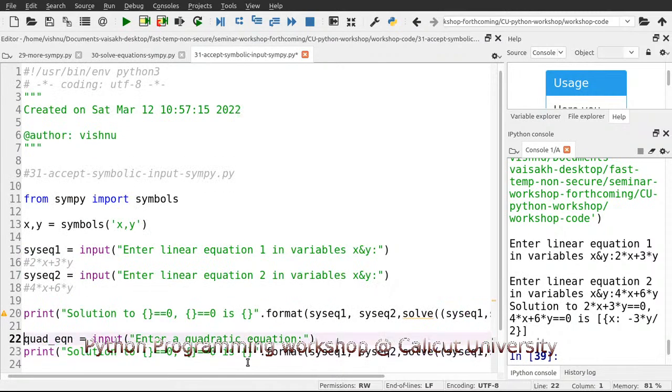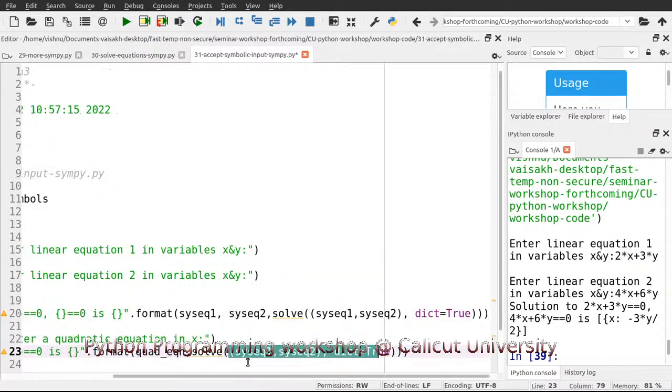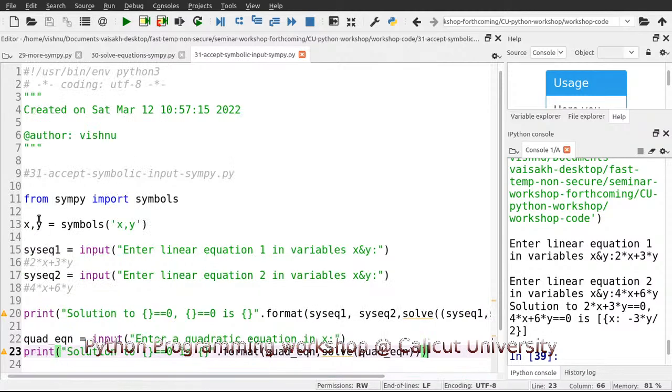Let us see, in x, solution to 0 is the quadratic equation. Solve the quadratic equation. There is no need of any dictionary here because there is only one variable. Okay, let me comment out the previous things because this is not necessary now. I'll turn it on afterwards.